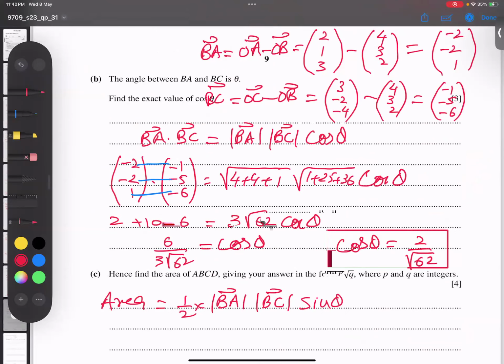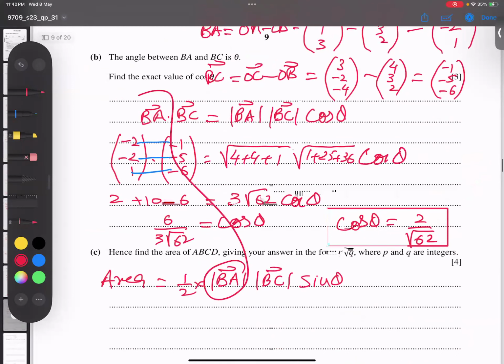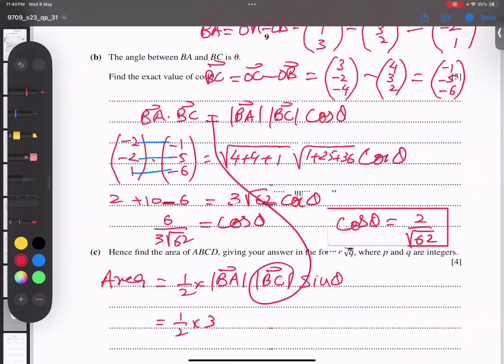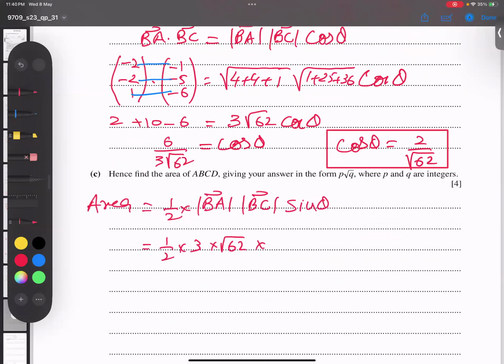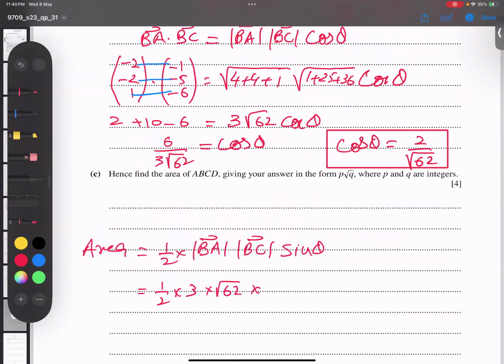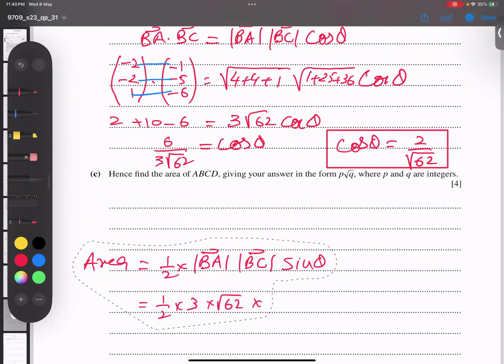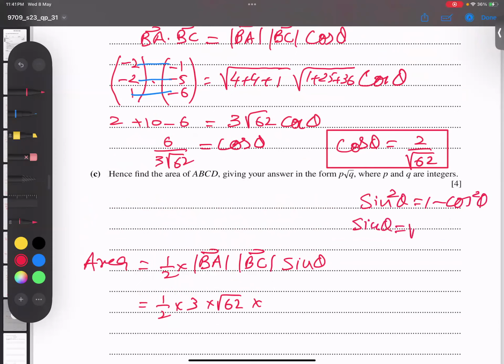But the problem, we are getting only this length, not a big issue. We have it, 3. This length, not a big issue. We have root 62. But the problem is how to deal with sine theta. Okay, this is an issue with us. So students, actually sine squared theta is what? 1 minus cos squared theta. If I take sine theta, here is the root of the whole 1 minus this, so 2 over root 62.